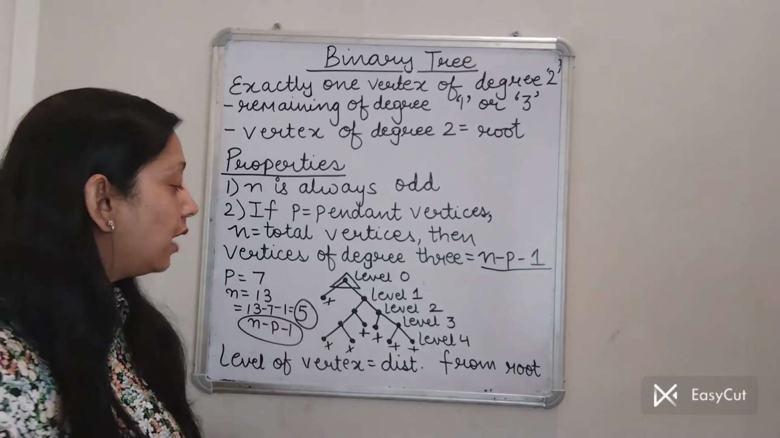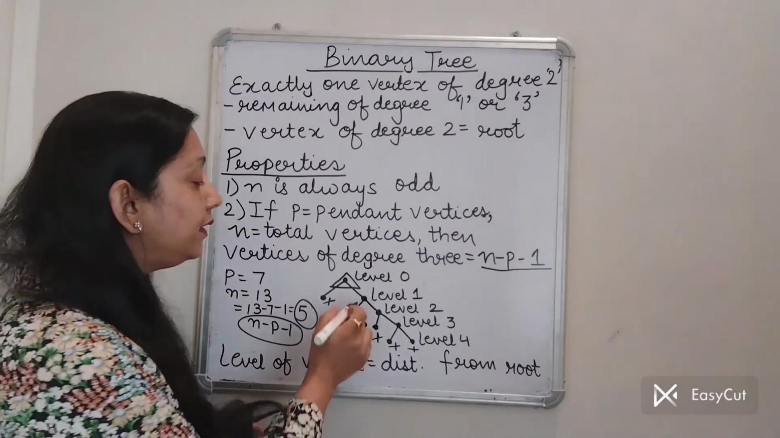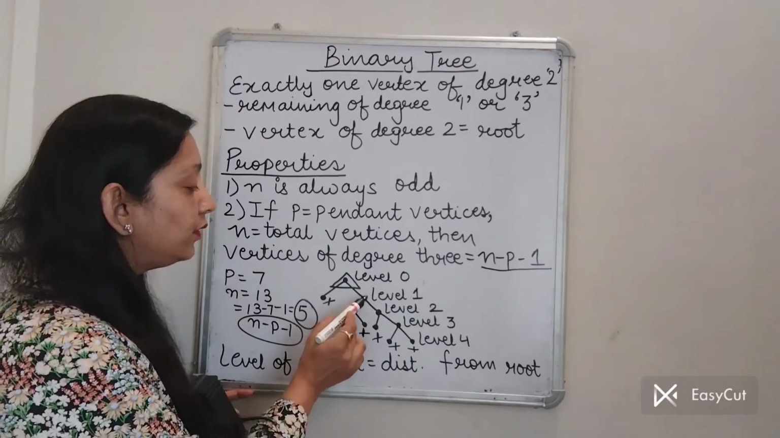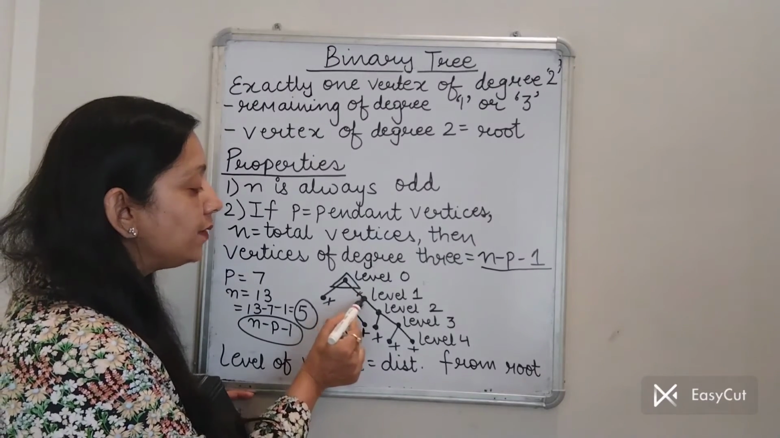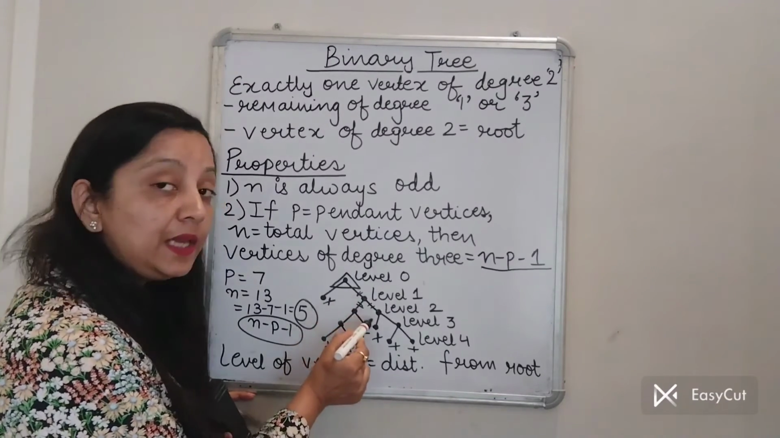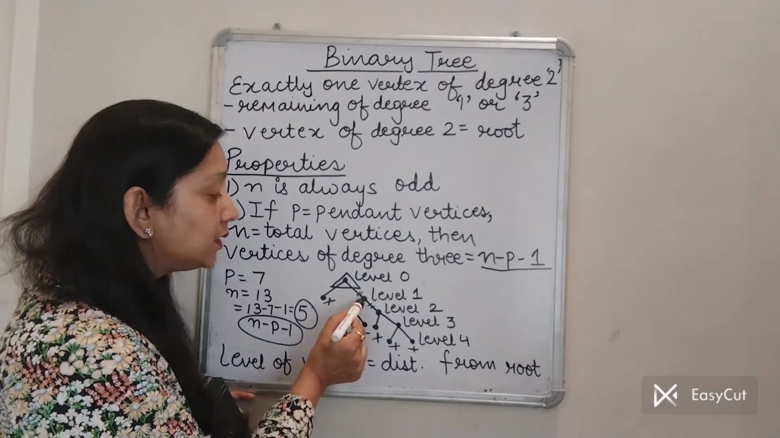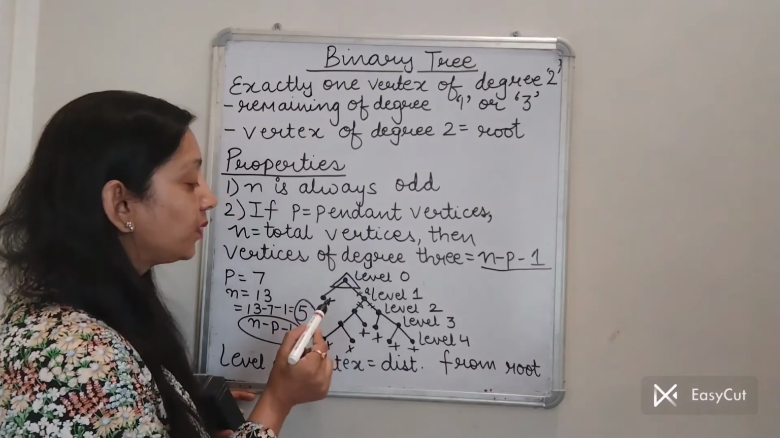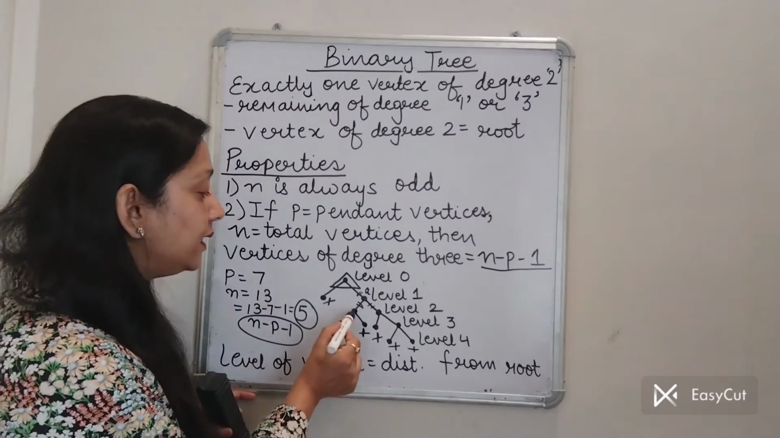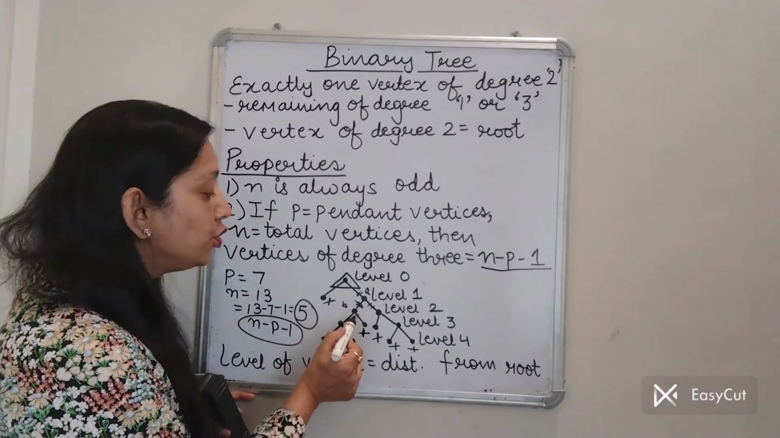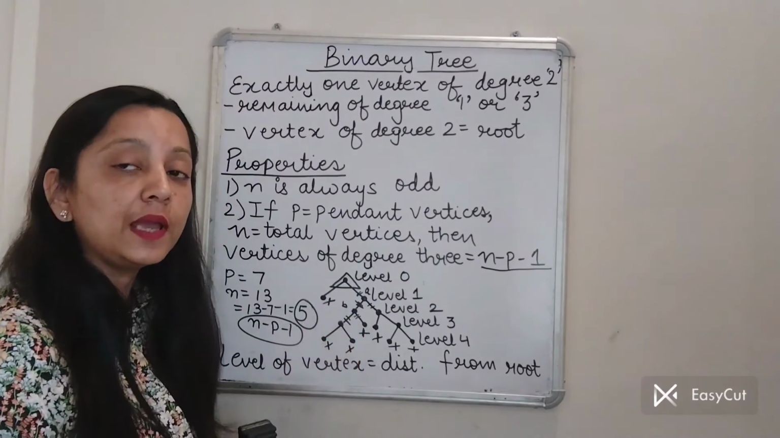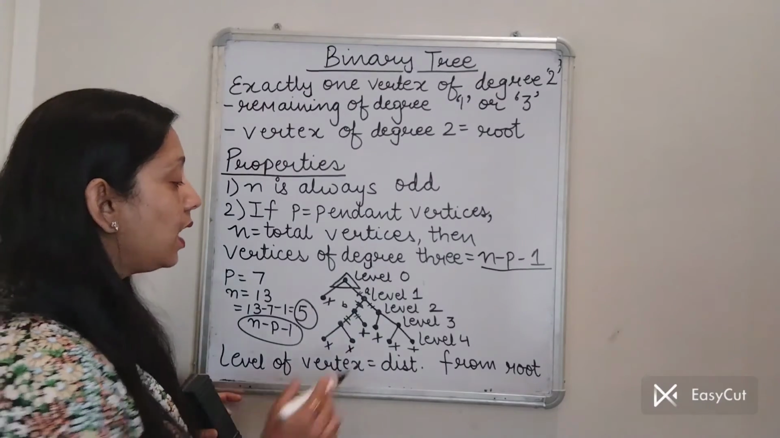Now you can count it for yourself. Vertices with degree 3, how many of them are here? This particular vertex is of degree 3. This vertex: 1, 2, 3 edges incident on this particular vertex, so it is of degree 3. If I call it vertex A, then this particular vertex, if I call it vertex B, is again of degree 3. 1, 2, 3. 3 edges incident on B.